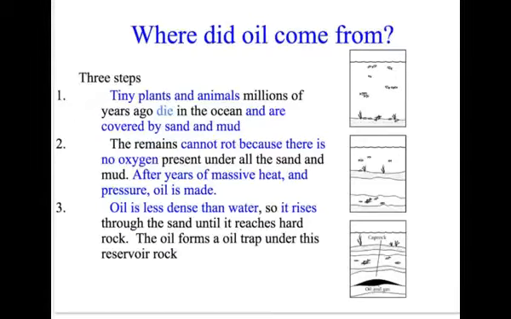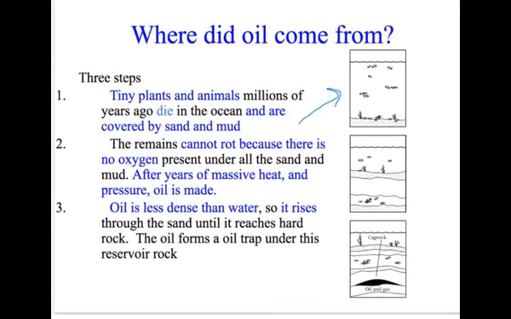So let's start off with where all this oil came from. Hopefully this is a review for most of you. Oil is a type of fossil fuel. And this is where fossil fuel comes from. Tiny plants and animals, millions of years ago, die in the ocean. They are then covered by sand and mud.